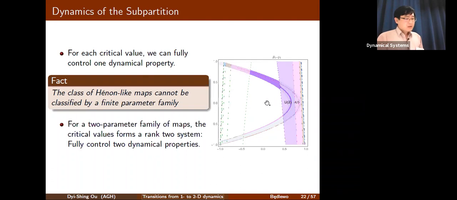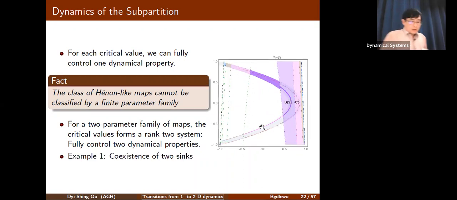Okay, so let us go back to two-parameter families. For two-parameter families, these critical values depend on two variables, A and B. So the critical values form a rank two system. That means that we are able to fully control two dynamical properties by using two variables. So let me give you an example. The first example is how to control two critical values to create a map that has two sinks.